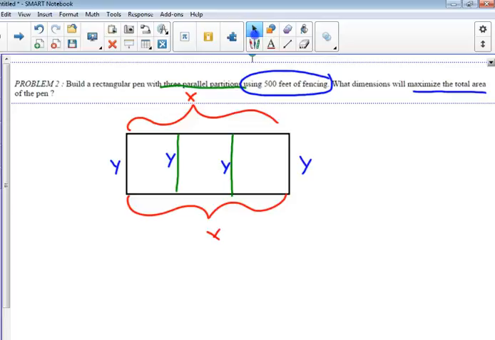So the first thing you guys want to take care of is using 500 feet of fencing to create that. So what does this part represent?